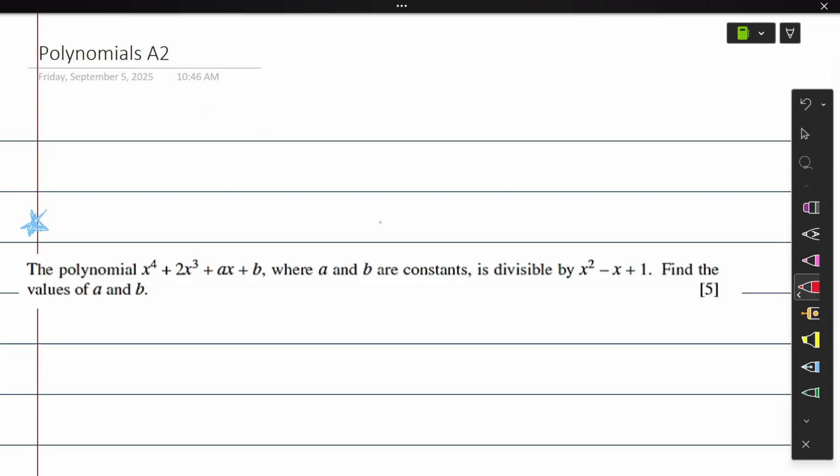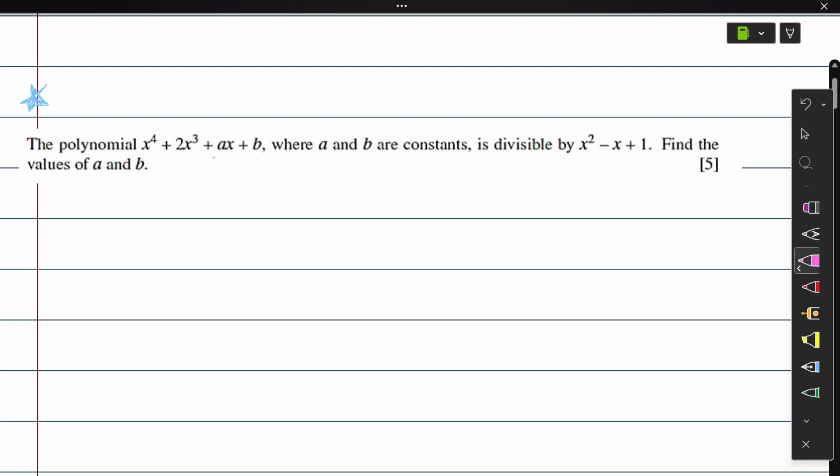Okay, so now we're going to look at a handful of questions, considering the different cases that you will find in A2 in the chapter polynomials. So let's just complete them. Here we go. First question: the polynomial, where a and b are constants, is divisible by this equation. Find the values of a and b.